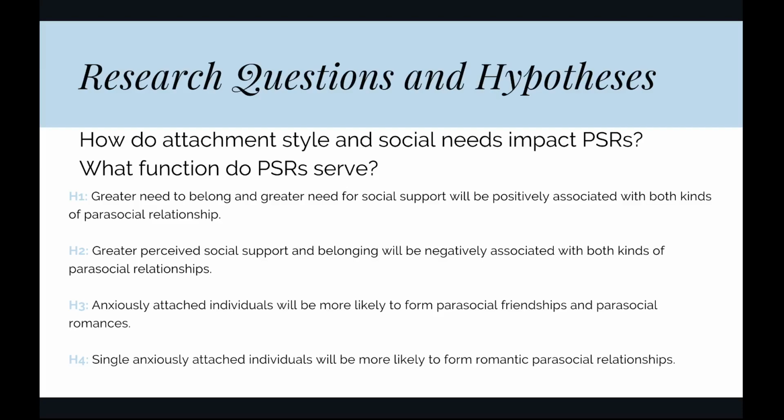For this study, my research questions were, how do attachment style and social needs impact parasocial relationships, and what function do they serve? I've listed my hypotheses again, but to sum it up for you, I hypothesized that greater social needs would be associated with both kinds of parasocial relationship, and that anxious attachment would have the strongest relationship with both PSRs. I also looked at relationship status to see how it would impact my variables.